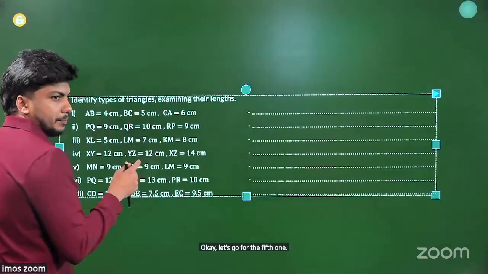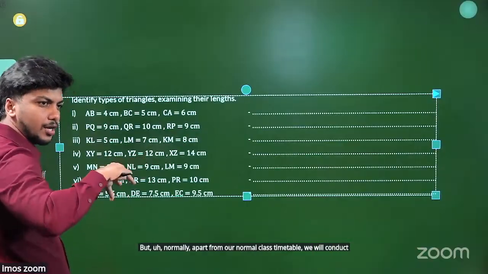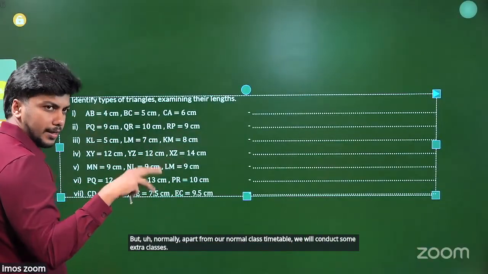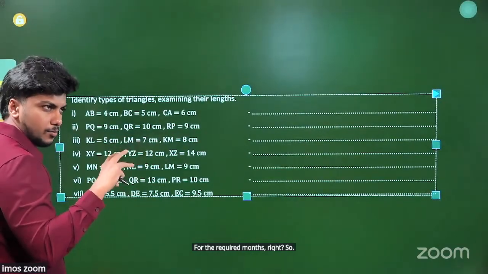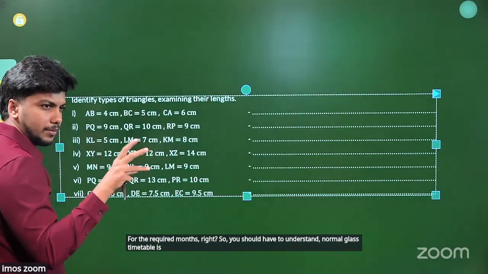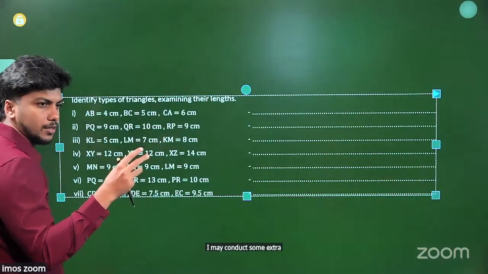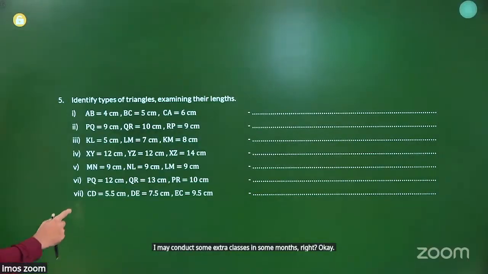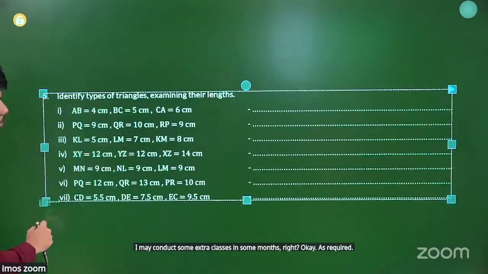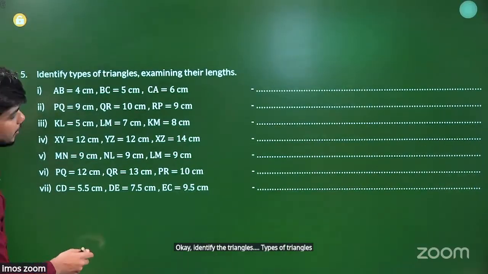Normally, apart from our normal class timetable, we will conduct some extra classes for the required months, right? So you should understand that is the normal class timetable, but apart from that, I may conduct some extra classes in some months, right? Okay. As required.